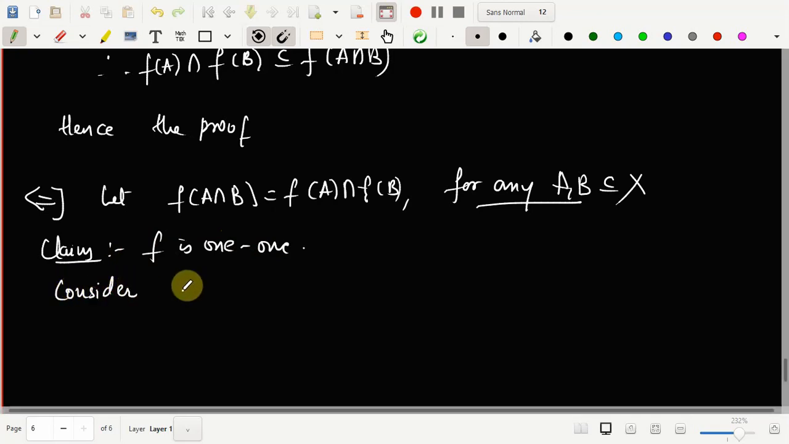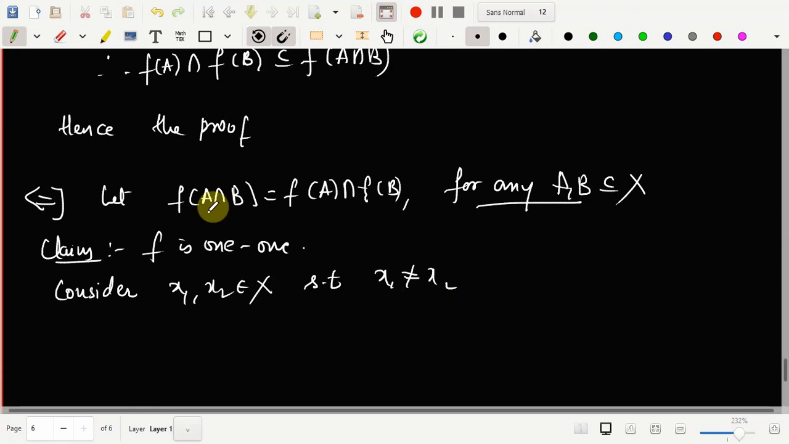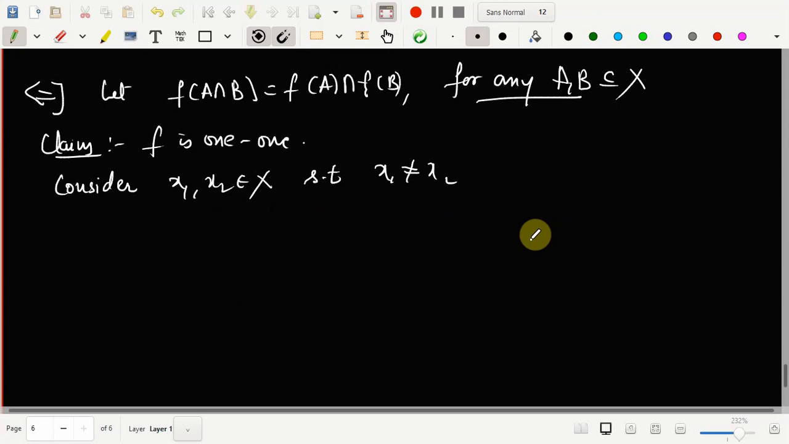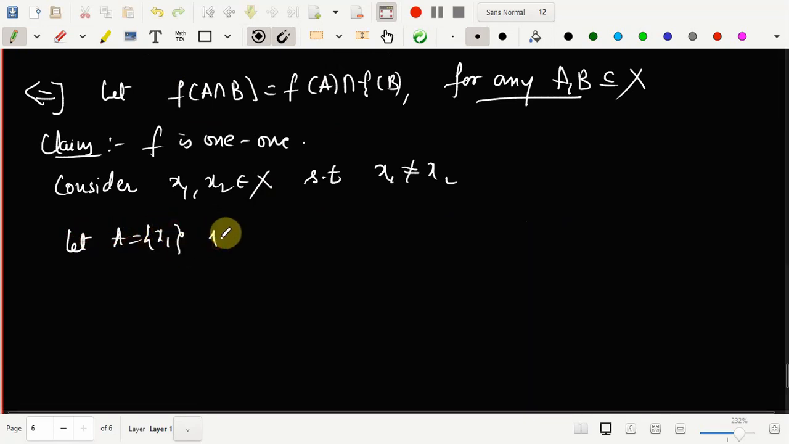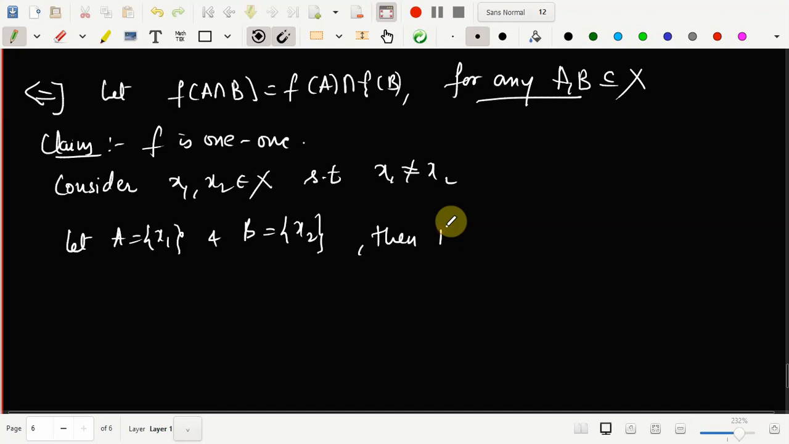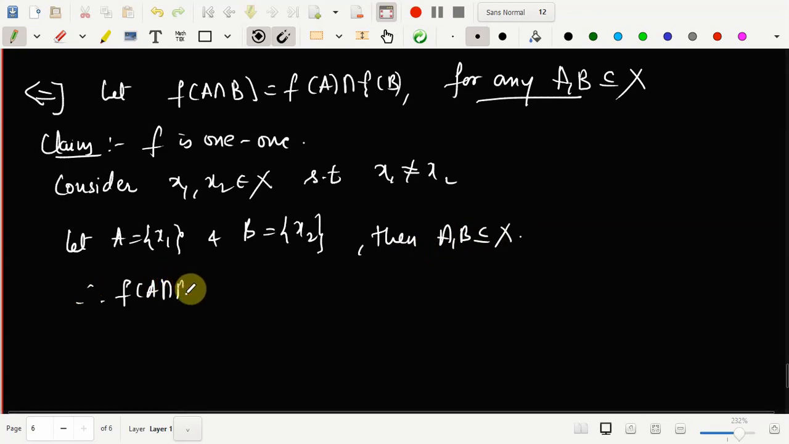Consider x1, x2 in X such that x1 is not equal to x2. Now I'll make use of this fact. So here I'll produce my subsets A and B, and for that I'm going to use the given fact. So let me construct the set A as a singleton x1 and B as a singleton x2. Okay, now both this A and B are a subset of X, and therefore f of A intersection B has to be same as f of A intersection f of B.